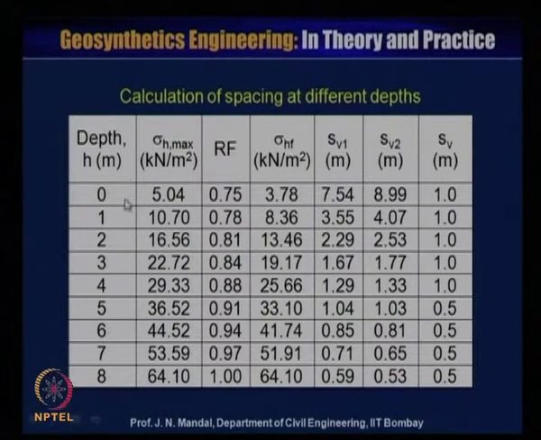Now, here is the table for calculation of spacing at different depths. This is an 8 meter height wall, with sigma H maximum and the reduction factor already calculated. This is the pressure for the facing element. You can see this is SB1 and SB2. So, geogrid may fail due to tension, or geogrid may fail due to the connection with the facing element. These are the spacings for SB1 and SB2.